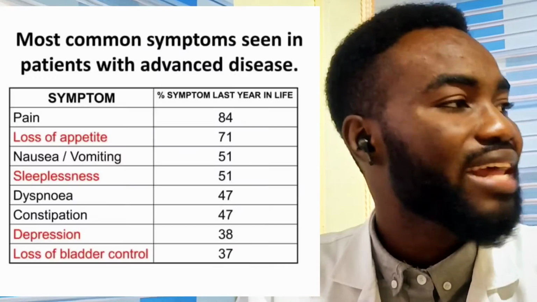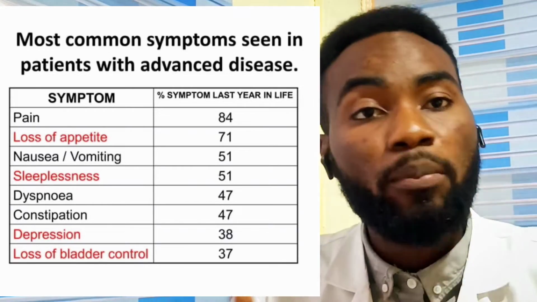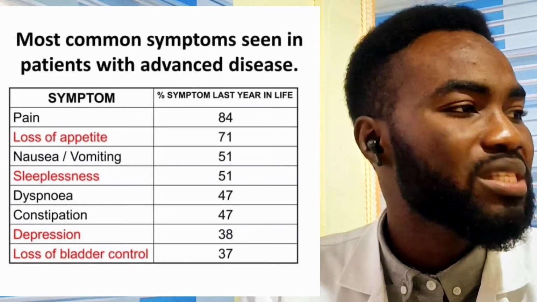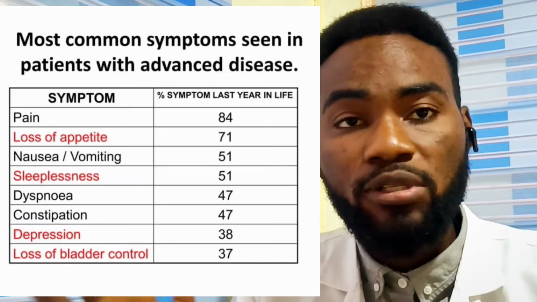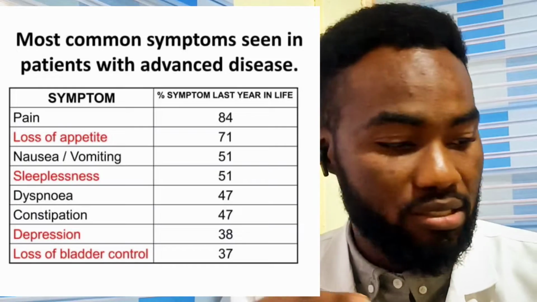Now, the most common symptoms seen in patients with advanced diseases are pain. 86%, 84% of patients who will need palliative care complain of pain. So this is probably the most important part. Loss of appetite, nausea, vomiting, sleeplessness, dyspnea, constipation, depression, loss of bladder control, incontinence. These are the highlights of the problems, and these are the things we're going to emphasize in this discussion.